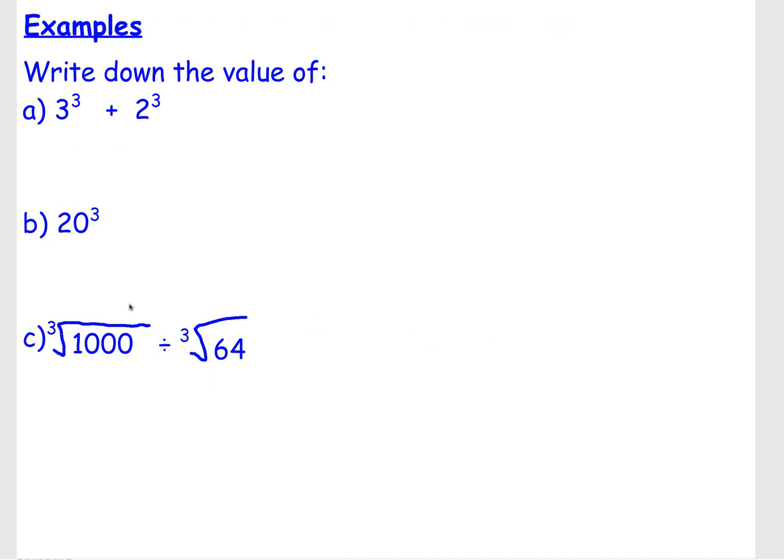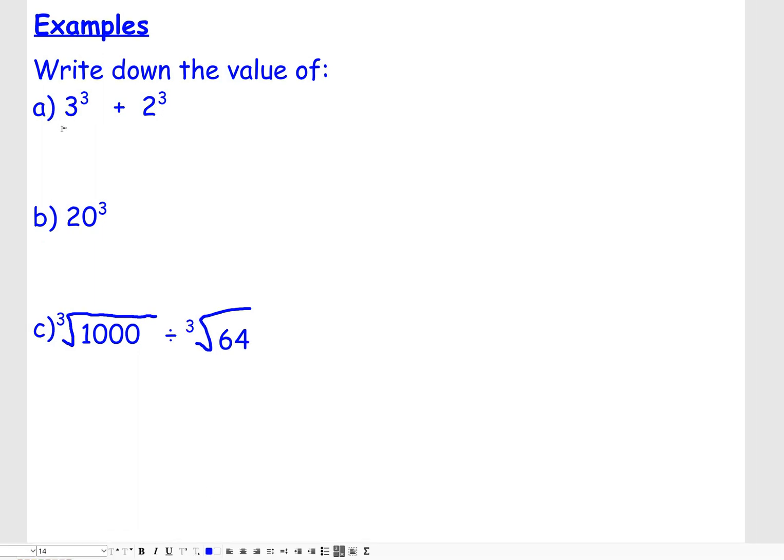So if we look at some examples here, write down the value of 3 cubed plus 2 cubed. Well, 3 cubed, 3 times 3 is 9, times by 3 is 27. So we have 27 plus 2 cubed. 2 times 2 is 4, times by 2 is 8. So 27 plus 8 equals 35.